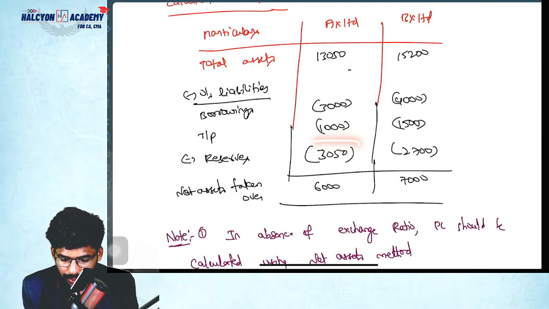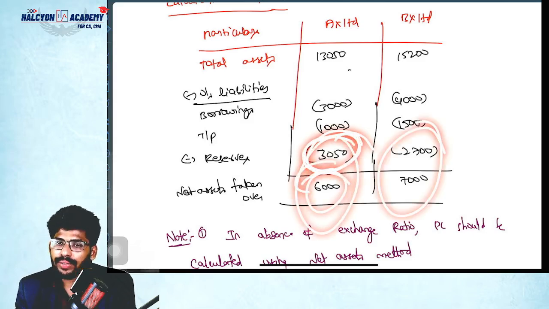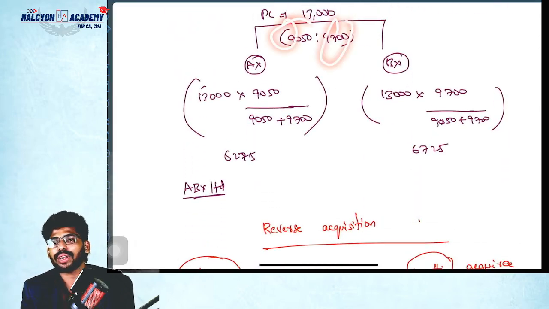Excluding reserves means before reserves. So you add this 3,050 to 6,000, total 9,050. Here 9,700. In that ratio only you need to allocate. So that's why 9,050 is to 9,700. Okay, now understood or not?